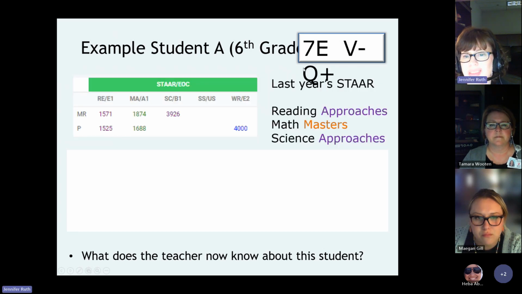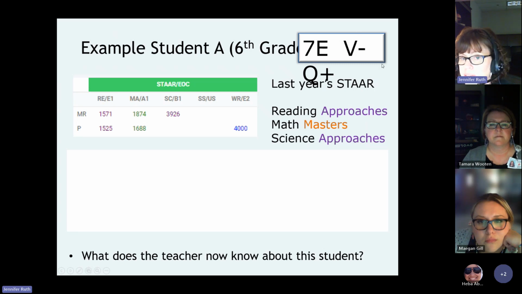So this, sorry for the overlap there. So this is the student's STAR scores. The student is approaches in reading, math masters, science approaches. Now, considering this student is a 7, an above average cognitive ability student, I would expect their reading and their science to be higher than approaches.